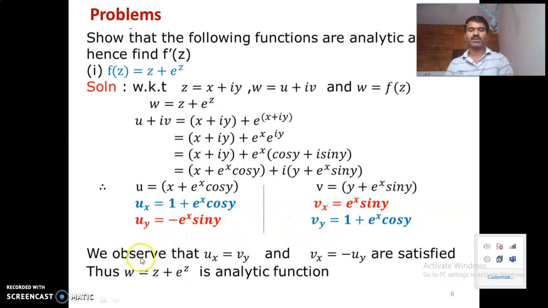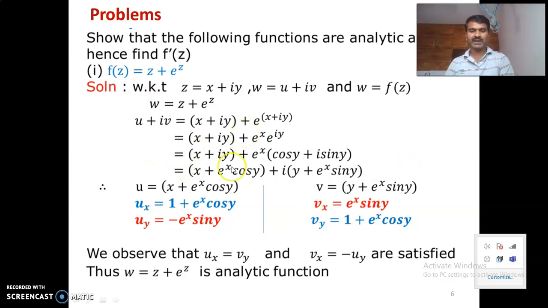Now to verify the CR equations, u_x equals v_y, and also u_y equals minus v_x. So these CR equations are satisfied. Thus this given function is an analytic function. And you can also find the derivative of this function.